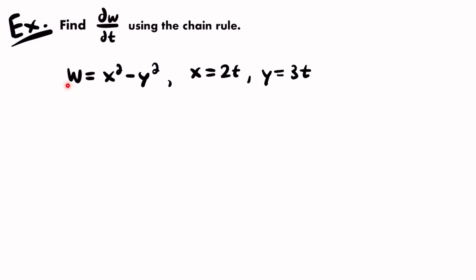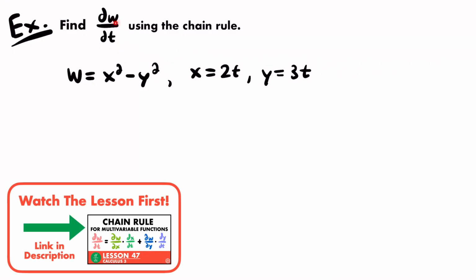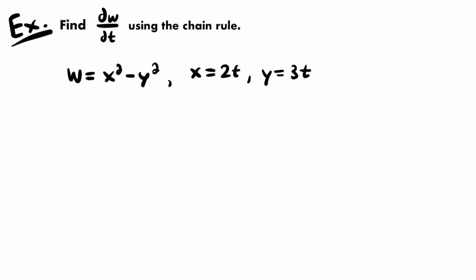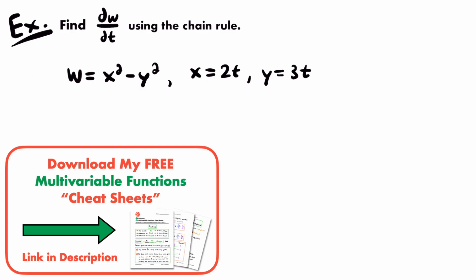And we are given w is equal to x² minus y², where x is equal to 2t and y is equal to 3t. Okay, so if we want to find the derivative of w with respect to t, we do want to make use of the chain rule, as the problem tells us. But the formula for the chain rule of multivariable functions looks different depending on the variables that you are working with. Because for what we've been given here, there are three different types of variables.